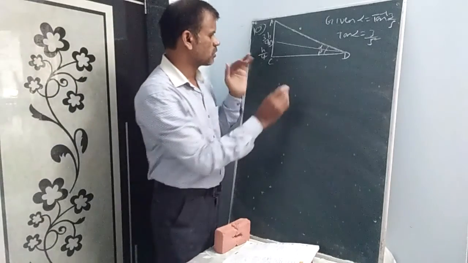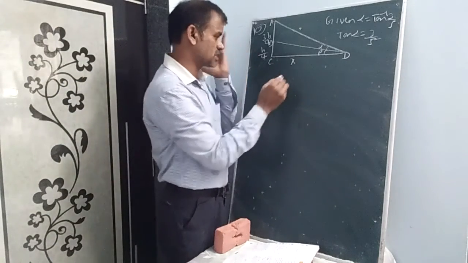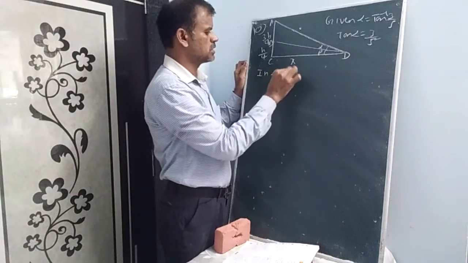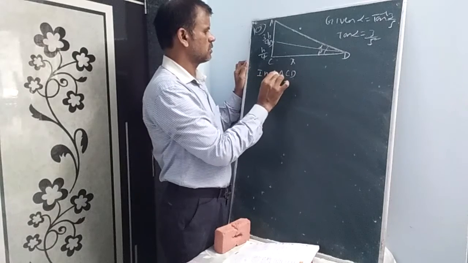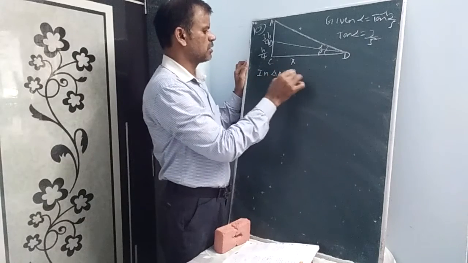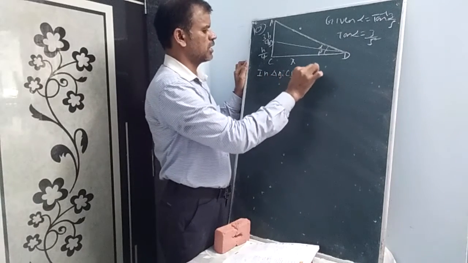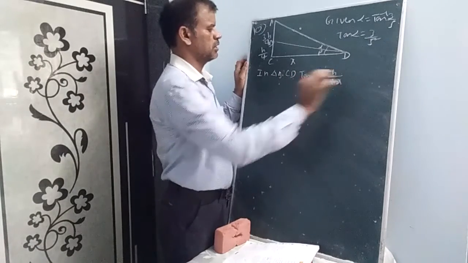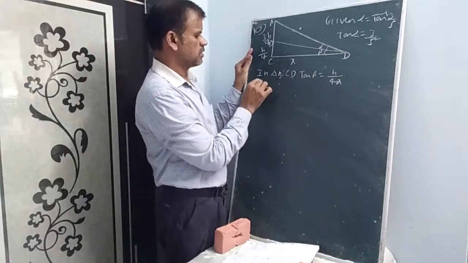Otherwise, tan of total alpha plus beta. Let us discuss here, it is x. Now, in triangle ACD I am taking, first BCD. In triangle BCD, tan beta is equal to h/4x. Yes, h/4x.